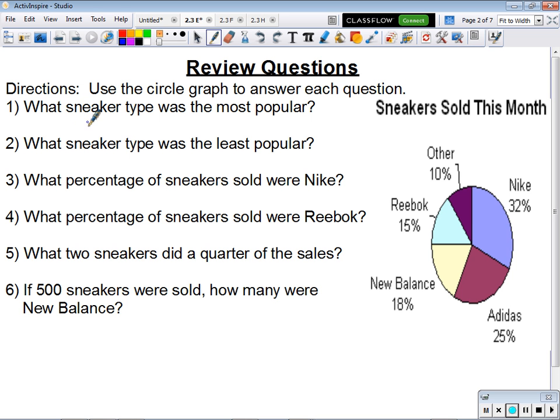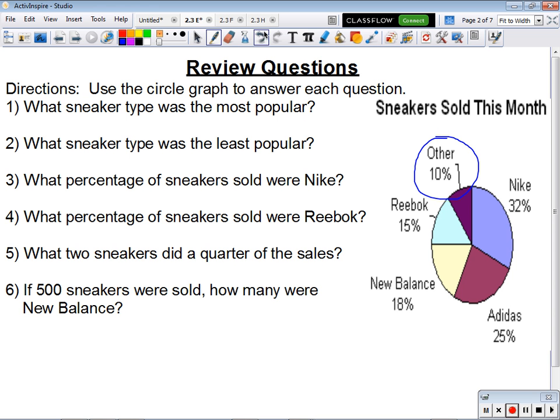Question number 1 says, what type of sneaker was most popular? I'm looking for, once again, the piece of the circle with the biggest percentage. That would be Nike, and that would be 32%, and that's your answer for number 1. For number 2, what type of sneaker was least popular? Once again, I'm looking for the piece of the circle with the smallest percent, and that would be here. So the answer for number 2 would be other.